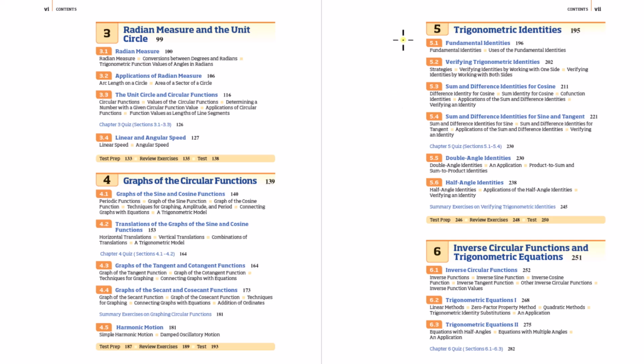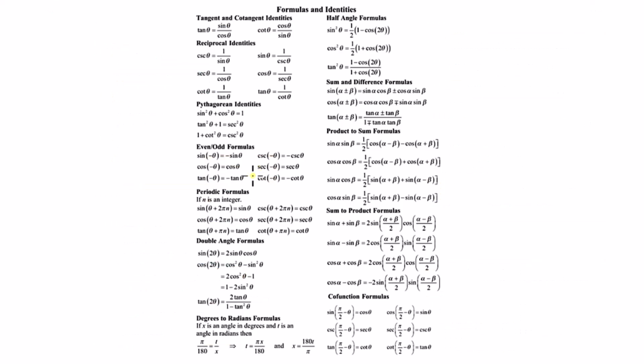Okay, we're at the end of chapter 5. In this video, we're going to go through the final section of chapter 5, which is on the half angle identities. So if we take a look at the trig identities sheet, up to this point, we've covered everything here.